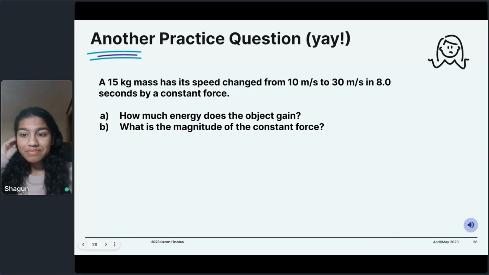I'll give you guys a minute more-ish to solve this problem. It might be challenging at first to relate all the topics, so just let us know if you need any help. And once you find an answer, then you can put it down in the chat.